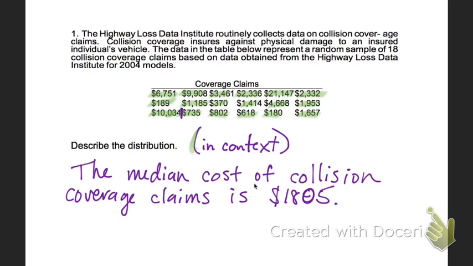The next one is unusual occurrences. How do I know if there's an outlier or not without having to go through the whole process of calculating it? Is there something I could do on my calculator? I could make a box plot. Your calculator should already be set up to have a box plot set. So if you hit zoom 9, you should see a box plot. If not, you can go to second y equals and create the box plot.